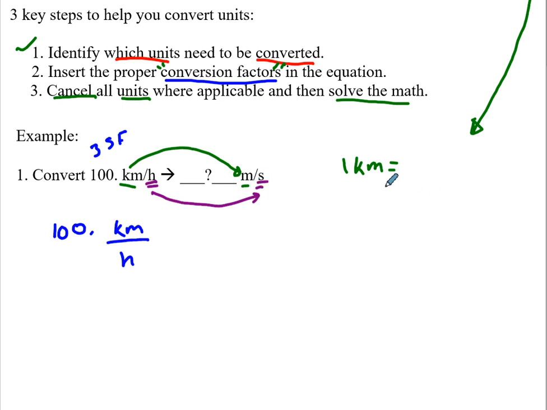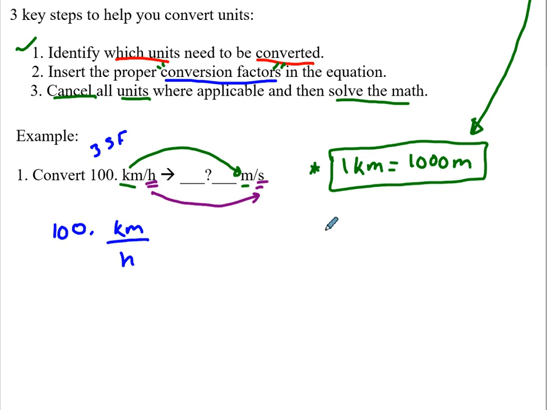And hopefully you remember kilo is 1,000. So in 1 kilometer, you have 1,000 meters. So that's actually our very first conversion factor we're going to have to play with. Because like I said, kilometer is the bigger unit, so you have 1,000 meters in the kilometer.